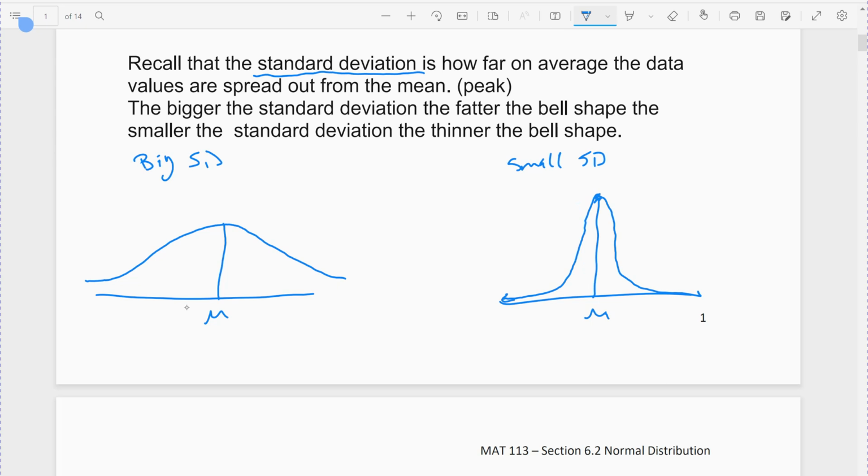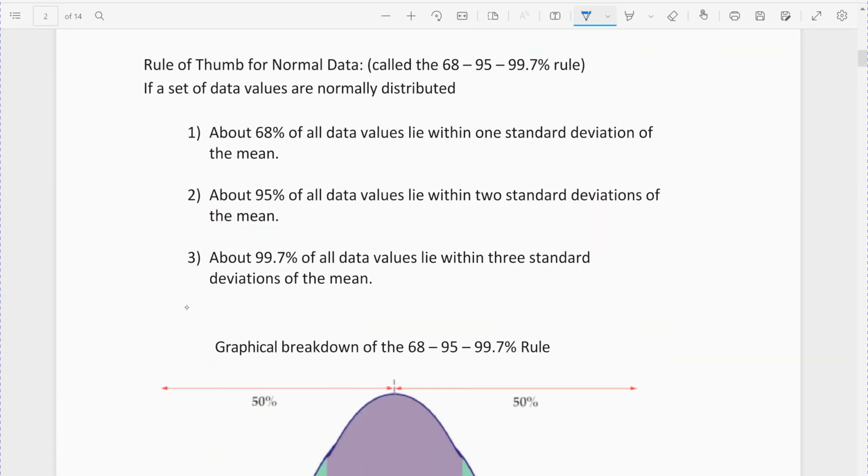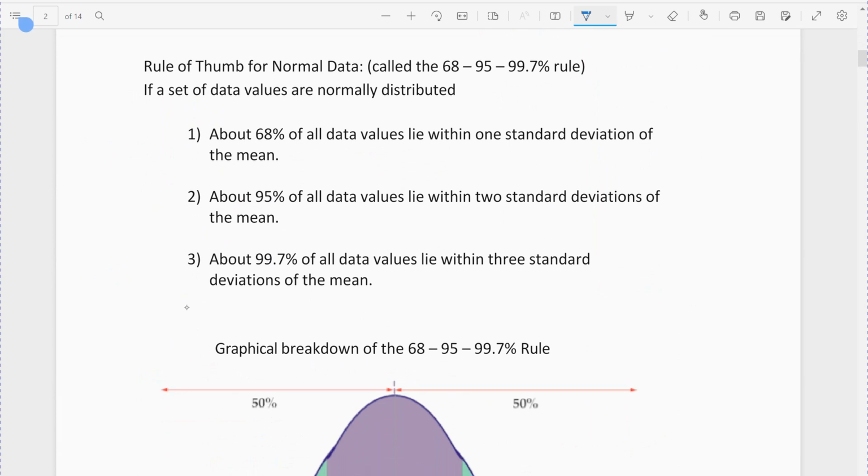There's actually a special relationship between the standard deviation and the bell-shaped curve, and the percent of values below it. Now, that very special rule, which we're going to do examples of in a little bit, is called the rule of thumb for a normal curve. It's called the 68, 95, 99.7 rule. All right, and this works for any set of data values that are called normal. So if it's a normal distribution, this rule of thumb works. And what this means, it's giving you the percent.